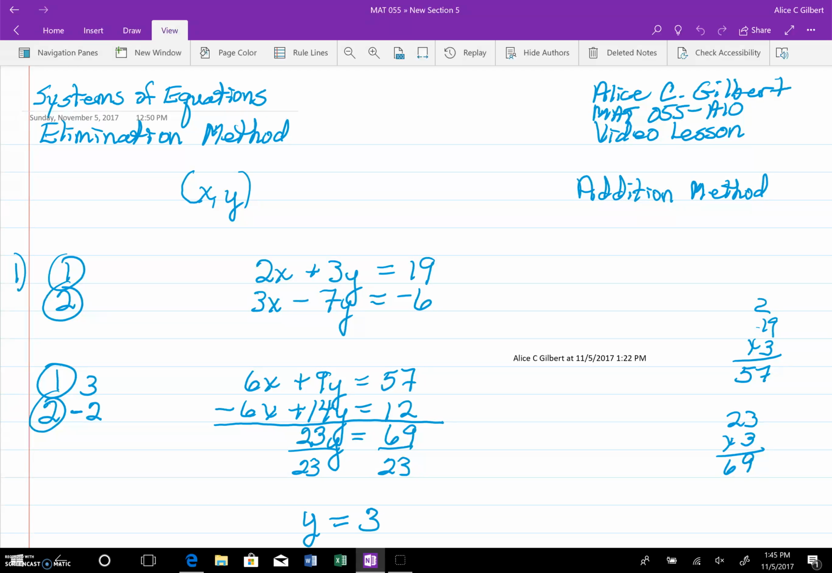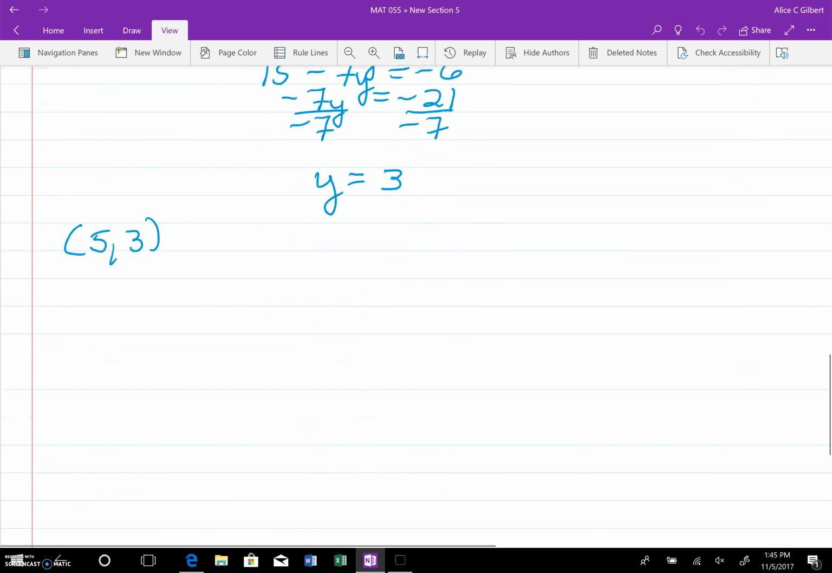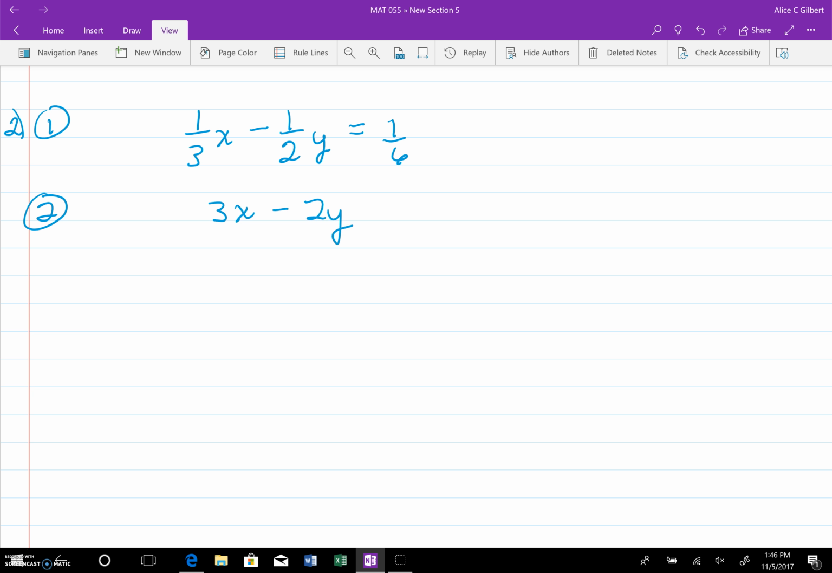Okay, so continuing systems of equations, elimination method. Let's go down here and do another example. So example number 2, and we've got our first equation is 1/3 x minus 1/2 y equals 1/6. And our second equation is 3x minus 2y equals 9.